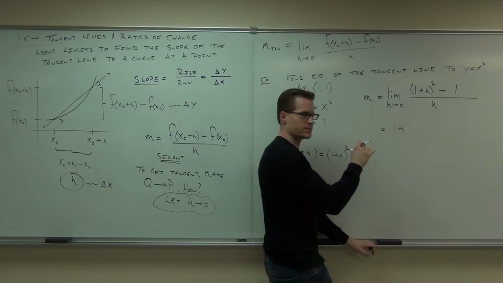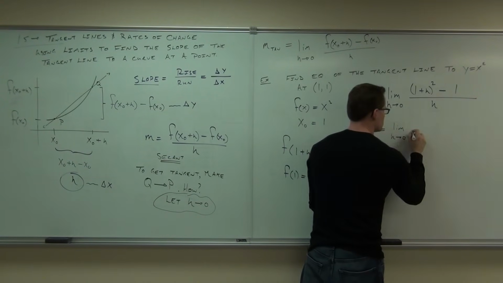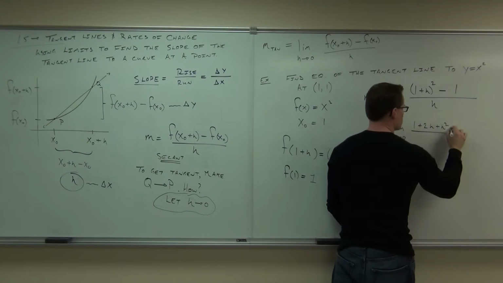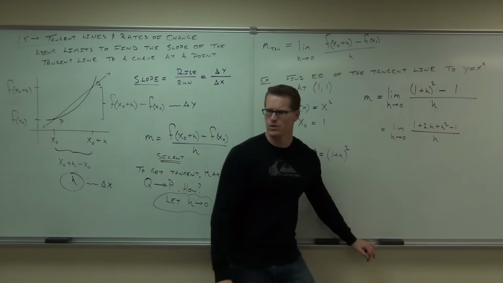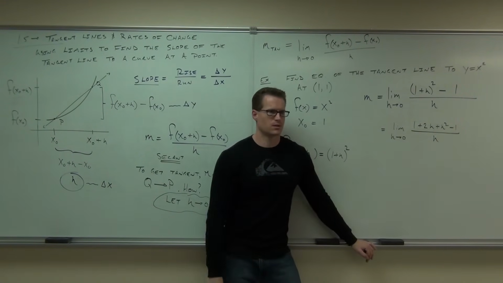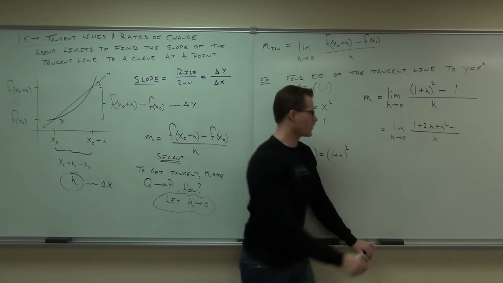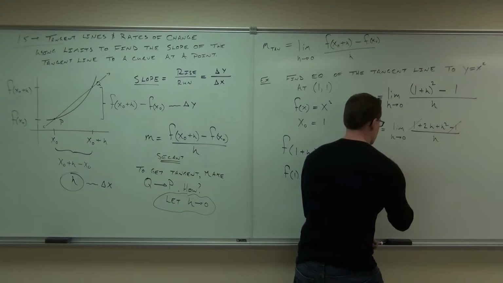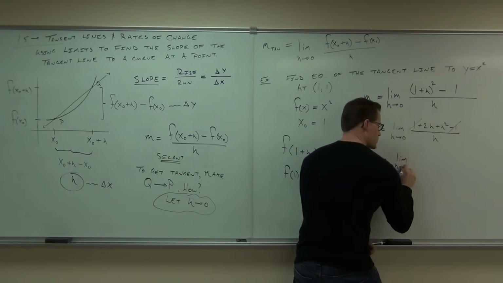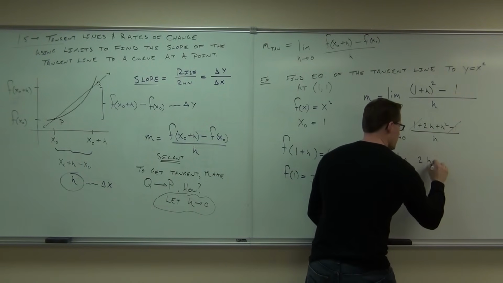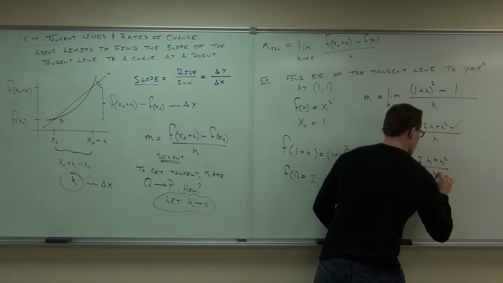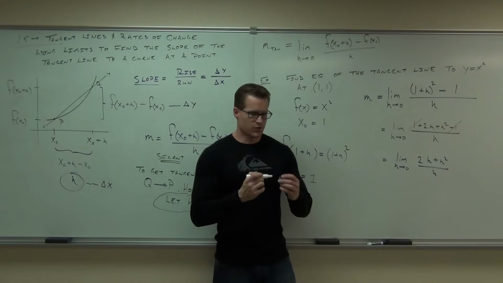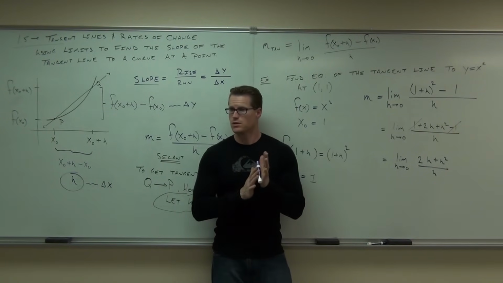Don't forget to write the limit. Let's see, that's 1 plus 2h plus h squared minus 1 over h. Did you get the same thing when you distributed as well? What happens here? The ones are gone. Okay, I like that. That's great. So that is the limit as h goes to 0 of 2h plus h squared over h. Oh man, if I plug in 0 right now, it's still going to be 0 over 0. What's another thing that I might be able to do?